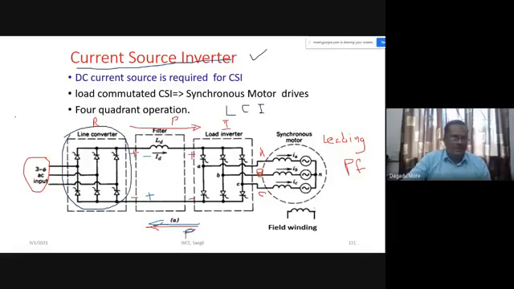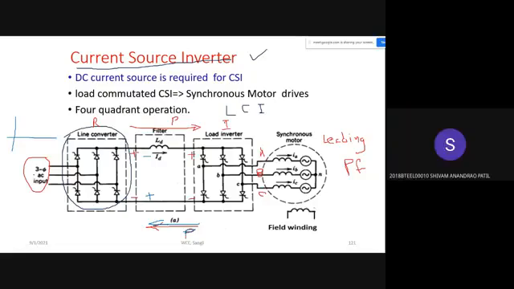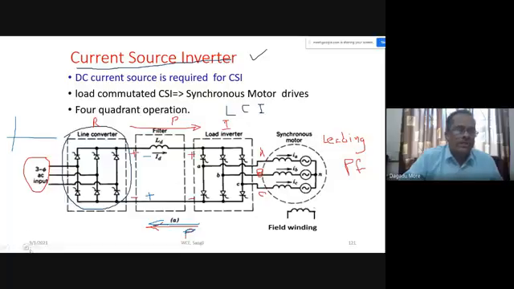What is the nature of source current here? Can anybody tell what is the nature of source current at the 3-phase AC input side? What will be the nature of source current? Quasi square wave. Correct. So here our source current is a quasi square wave: 120 degrees positive current, 60 degrees zero, again 120 degrees negative current. This will be the wave shape of our source current, and this is a major concern.